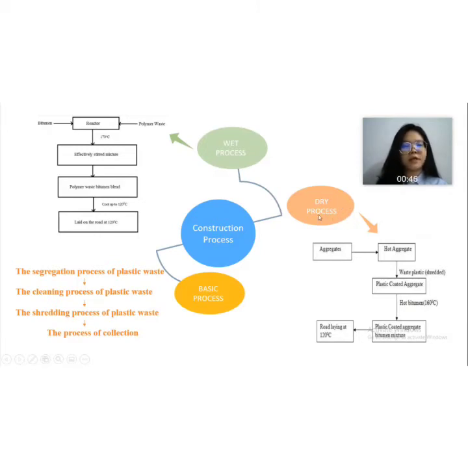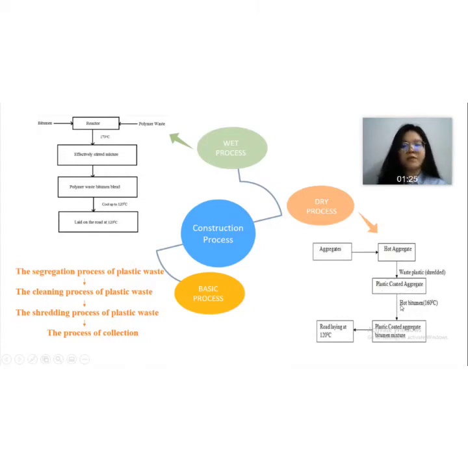And besides, we have the dry process. The dry process is a simple process without any new machinery. Firstly, the aggregate will be heated to 170 degrees Celsius in a mini hot mix plant and moved to the mixing chamber. Next, the shredded plastic will be poured into the mixing chamber in equal proportion, and it will form plastic coated aggregate, where the aggregate gets coated with the plastic.